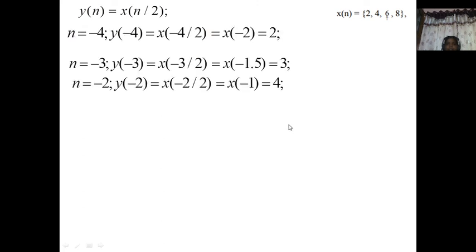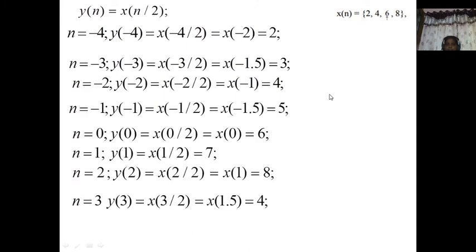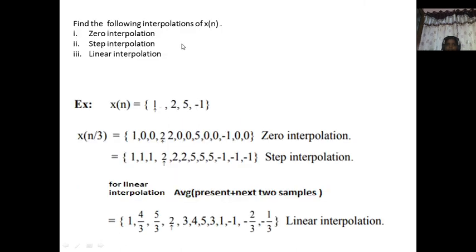Next, linear interpolation. In this linear interpolation, from 2 to 4, we have the average of these two, the present and next sample. Or else sometimes we can carry the present and previous sample also. Like this, we can follow the linear interpolation. Zero-step linear interpolation.